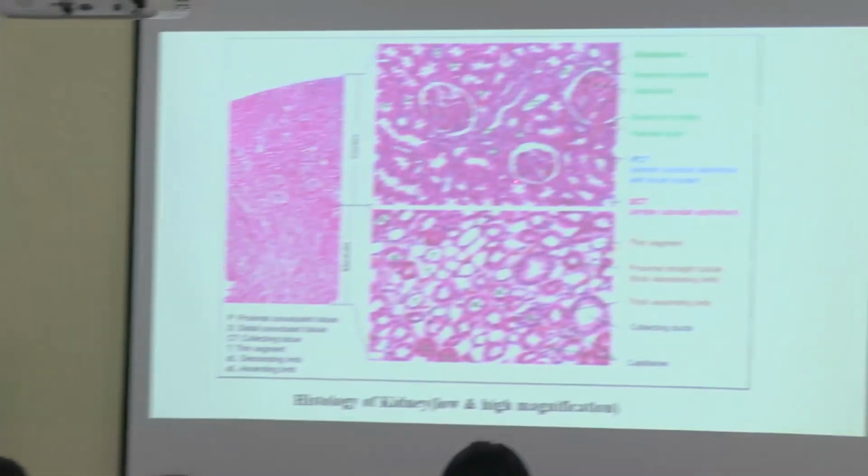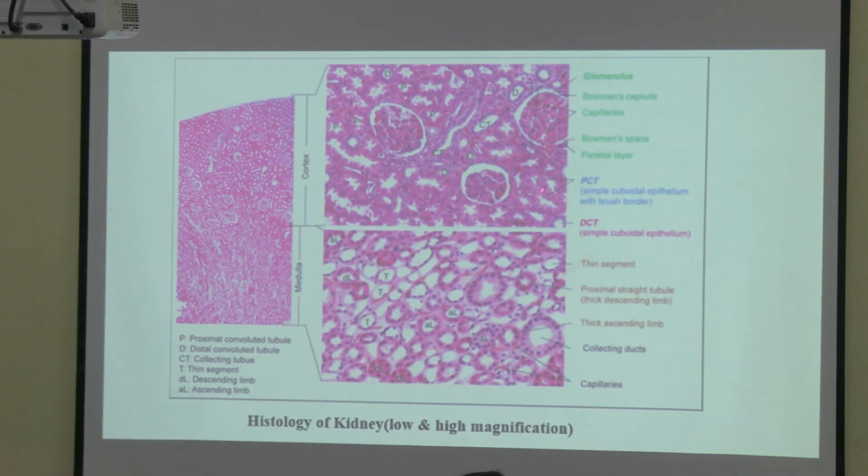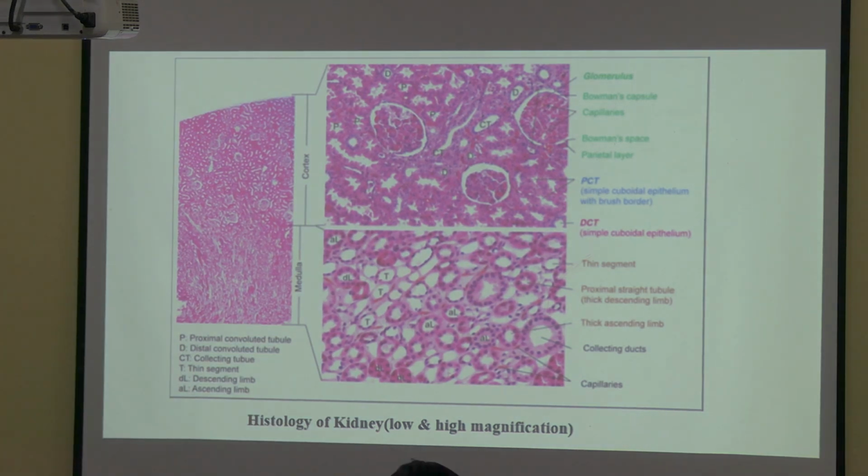Now in the high magnification can you see the PCT? Look, this is one PCT, this is one PCT. Okay, see the lumen of the PCT. Okay. Now see the DCT. Okay, so like this you have to identify which is PCT, which is DCT. See, this is PCT, this is PCT. Okay, this is DCT. Look, this is DCT.